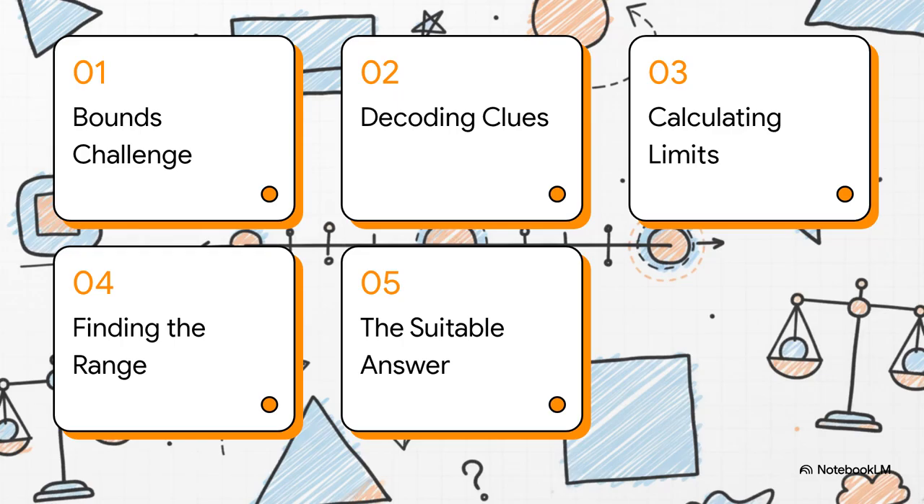So here's our game plan. We're going to crack this thing in 5 simple steps. First, we'll set the scene with the main challenge. Then we'll decode the clues in the question. After that, we calculate the absolute limits for each number, use them to find the final range for t, and finally, pick out the perfect answer.